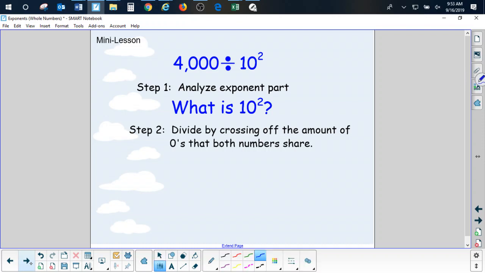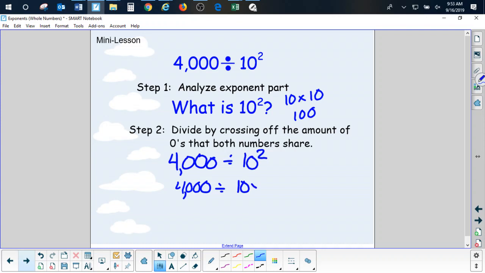I have to understand that 10 squared is the same thing as 10 times 10, or I can write it as 100. So the question's really asking me, what is 4,000 divided by 10 squared? Or what is 4,000 divided by 10 times 10? Or what is 4,000 divided by 100?